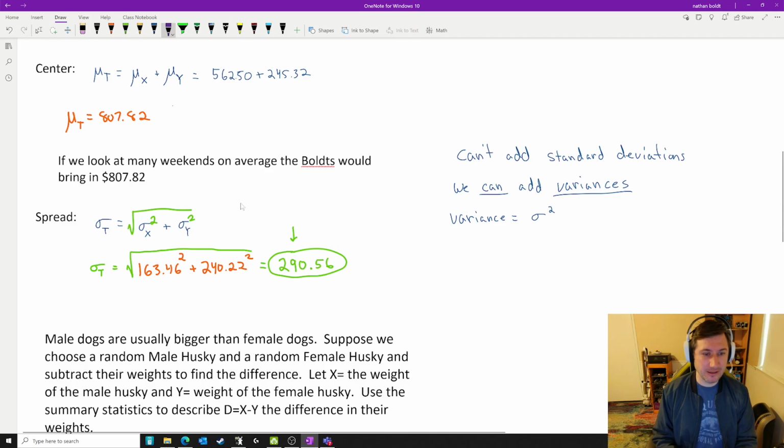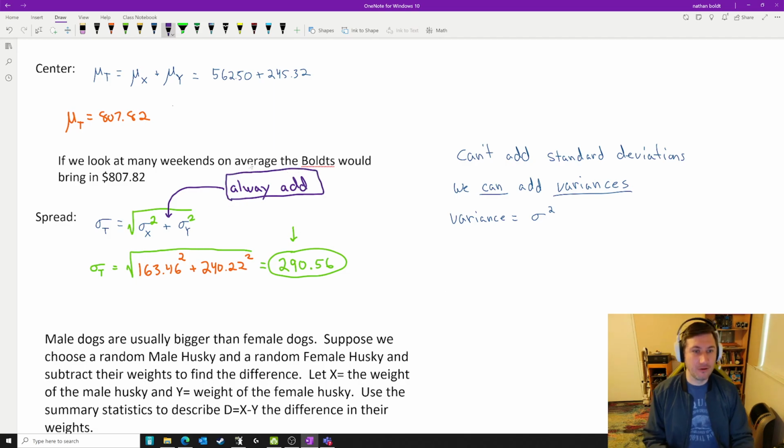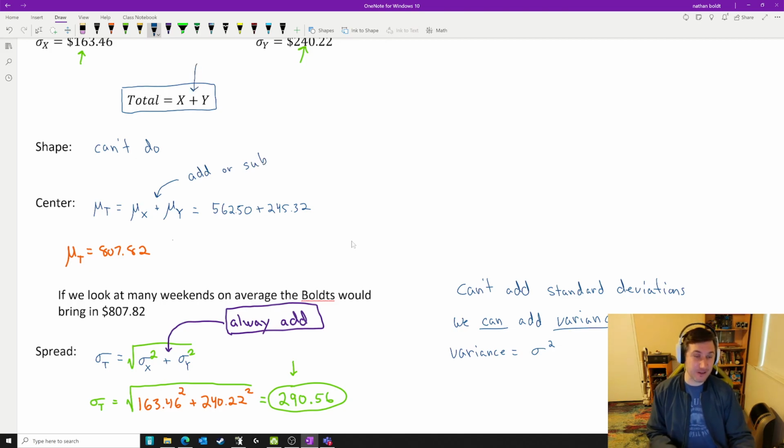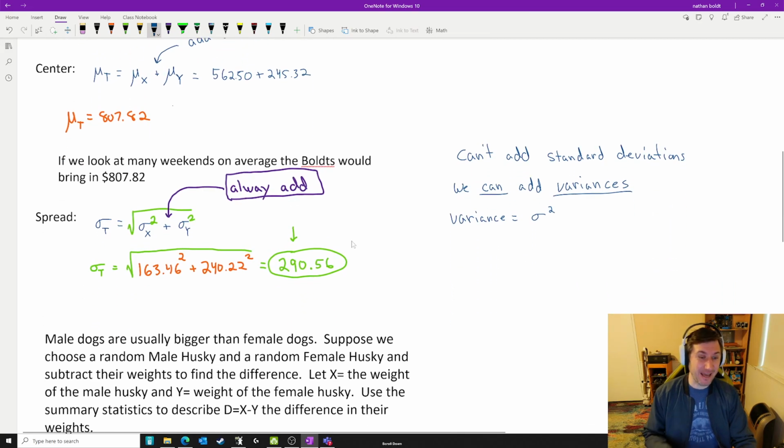For the spread, you always add. No matter what. You always add. For the center, sometimes you might add or subtract, depending on what the problem is saying. All right, here we are adding x plus y. And so the average is you either add or subtract. But for the spread, you always add no matter what.